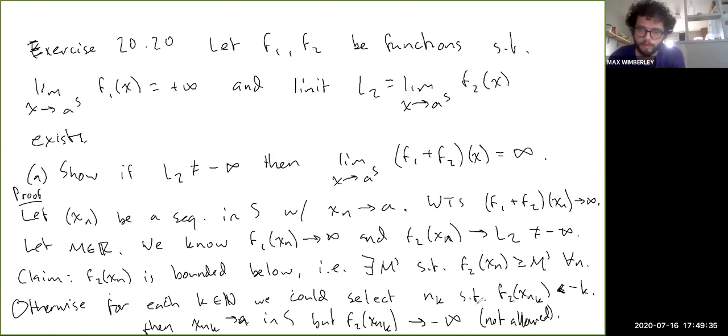The reason that this is actually a contradiction is because if this is a subsequence of f2 of x_n, and this subsequence approaches negative infinity, but the original sequence actually has a limit, then the original limit would have to be negative infinity. If you don't assume that the original sequence has a limit, then you can't make that deduction. But anyway, this is not allowed. So f2 of x_n is bounded below by some number m prime, is what we're calling it.